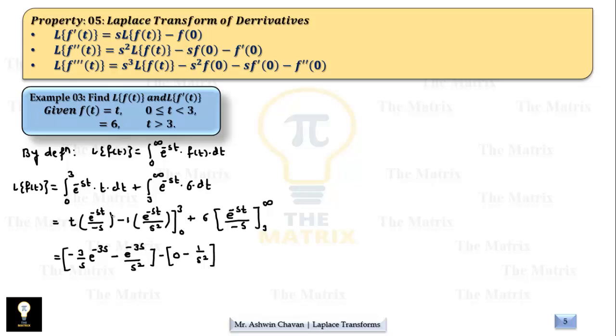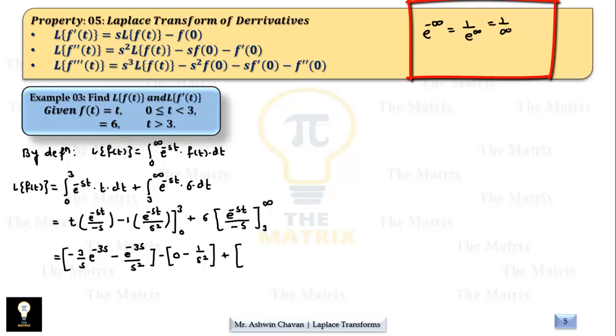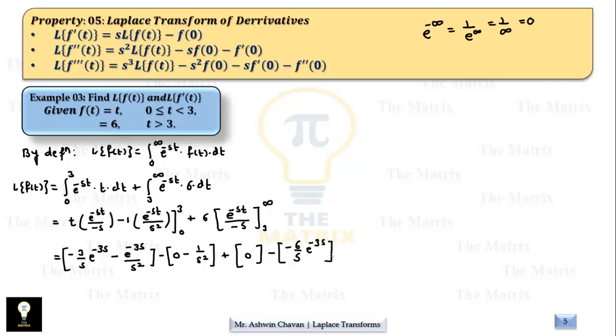This is the first term integral, plus the second term for the upper limit. Now e raised to minus infinity is 0, because e raised to minus infinity can be written as 1 upon e raised to infinity, that is 1 upon infinity, which gives us 0. So the upper limit gives us 0 here, minus the lower limit: put t equal to 3, so minus 6 by s and e raised to minus 3s is the lower limit term.